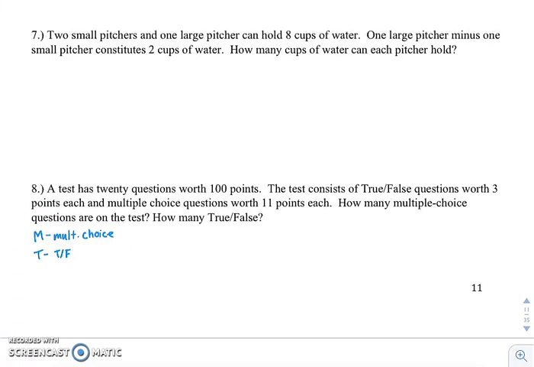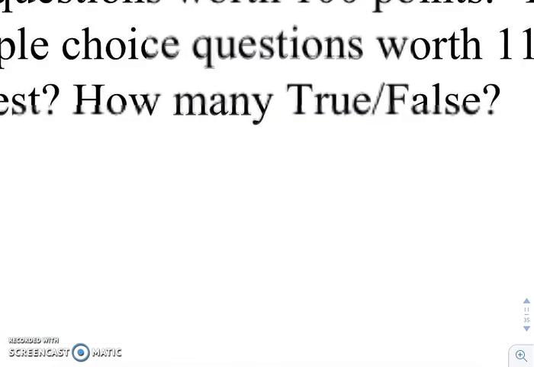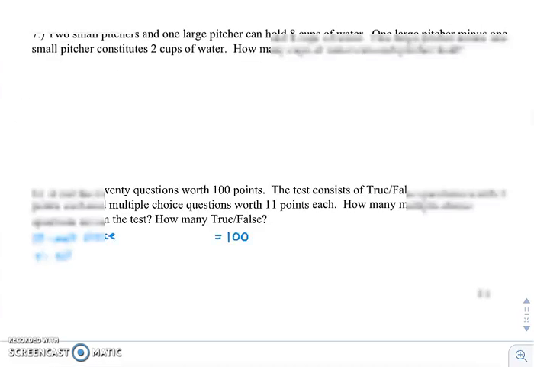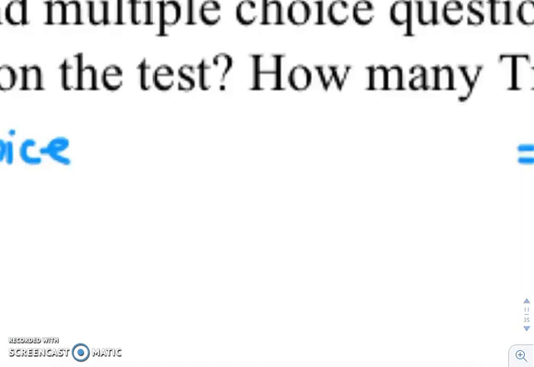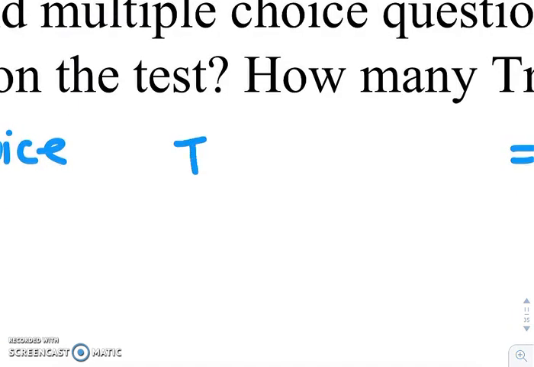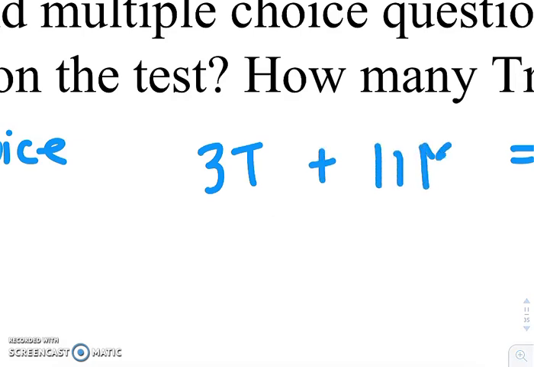So we need two equations. It's a system of equations. The first equation needs to deal with the number of points on the test. We know there are 100 points total, the true/false are worth 3 points, and the multiple choice are 11 points. For each true/false we get 3 points, so instead of T3, I'm going to do 3T, plus 11 points for each multiple choice.